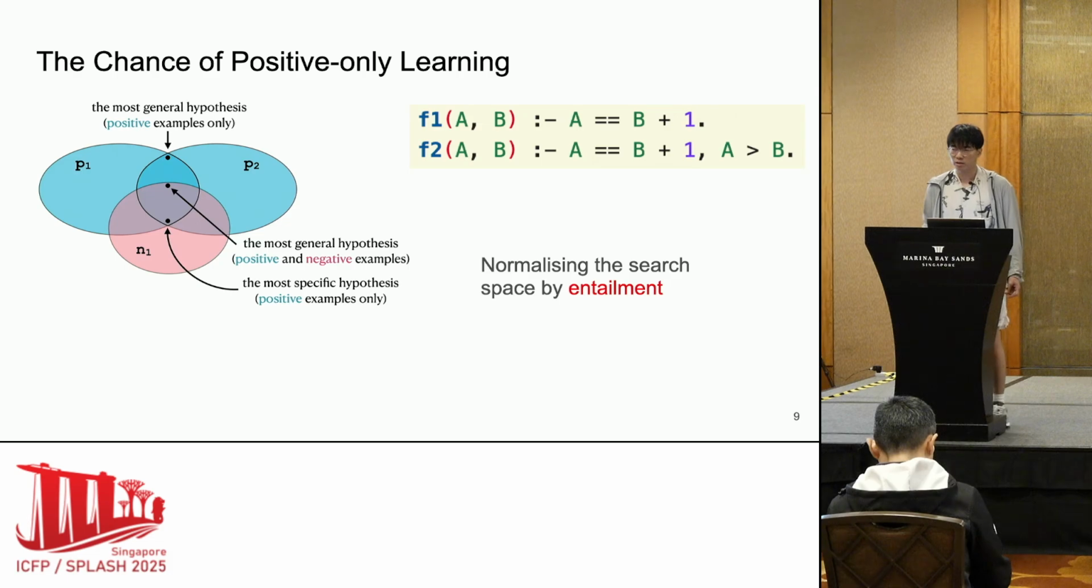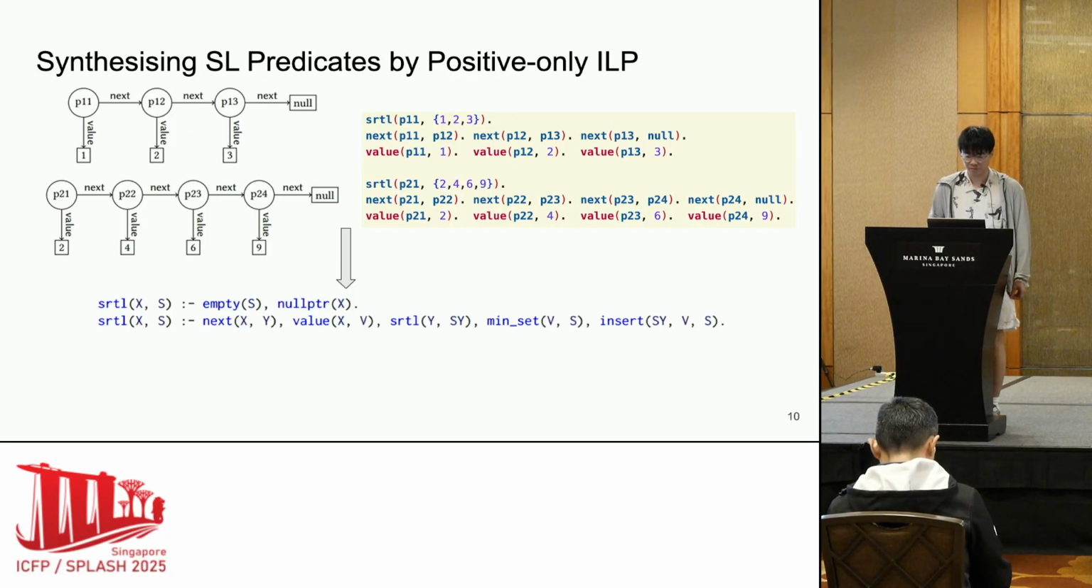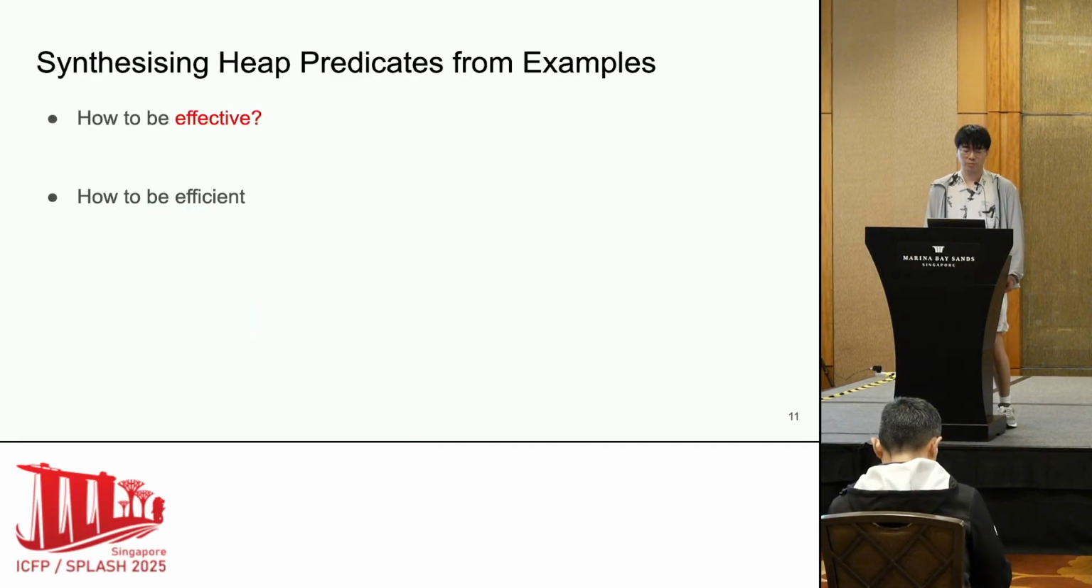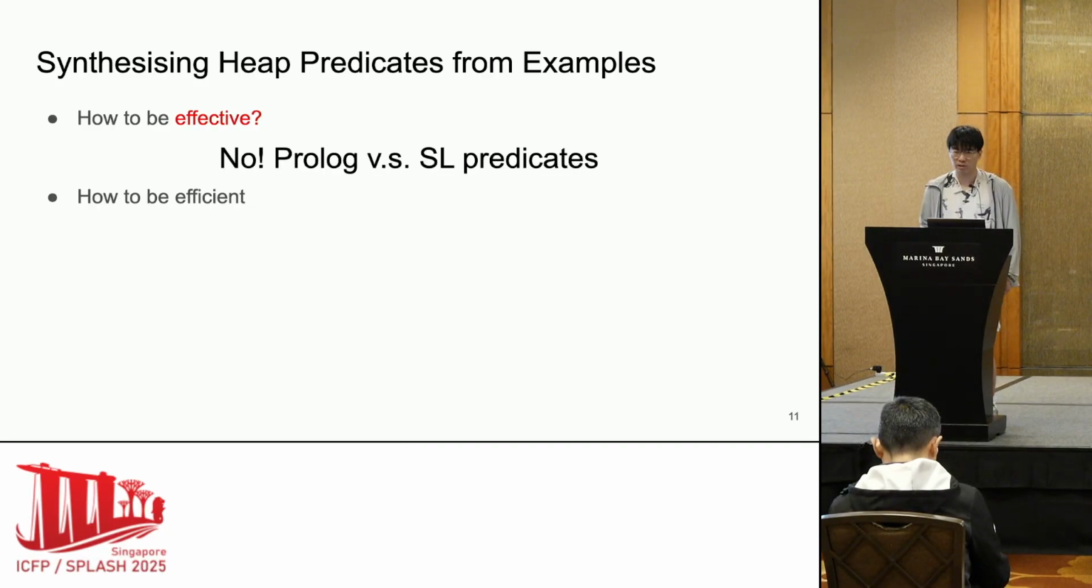So to make positive-only learning work, we first need to normalize the search space. That is, in our case, by logic normalization, to get rid of such cases and to learn the most specific hypothesis by positive-only learning. Given the example input, we learn what we want. So is it currently effective? It's not the case, because ILP learns Prolog programs, and we have separation logic predicates.